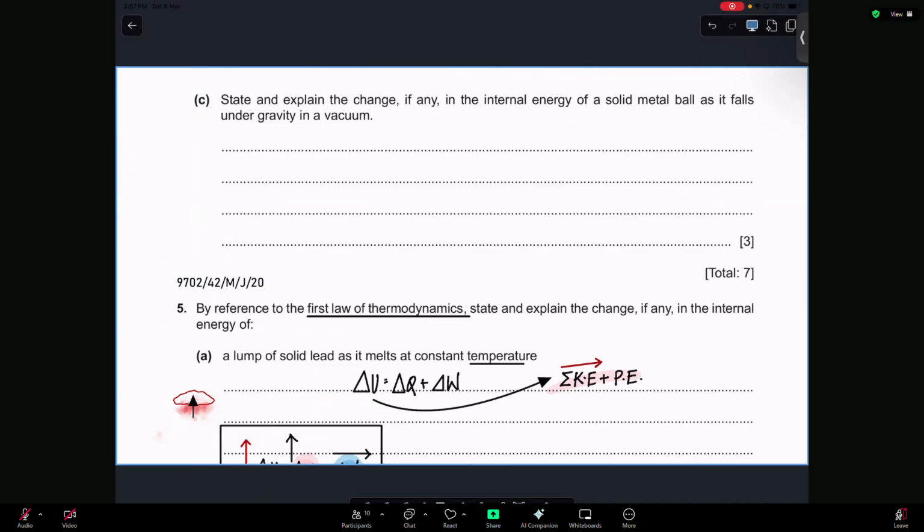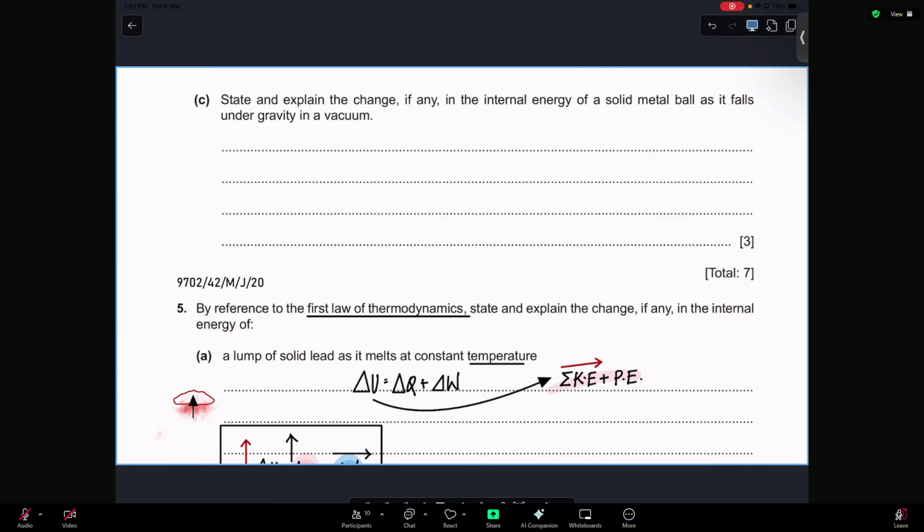But amader je chapter ta doesn't deal with the potential energy of the object. What are we dealing with? Potential energy of the particles inside. Ota kono change hocche na. Like a ball jokhon porteche, the only way you can change it is either by heating it or by what? Work done. Konta hocche ekhane?